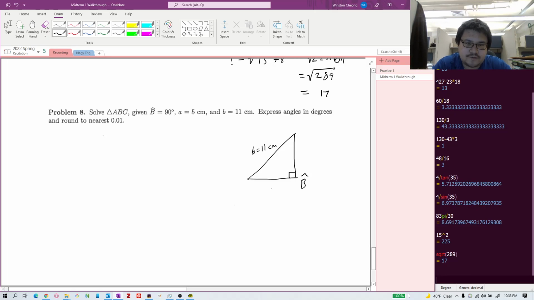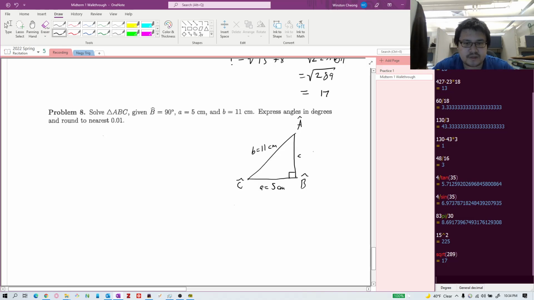I guess we can put A, let me try to make it match my solution so I don't have to think as much. So, okay, I'm going to put A on this side. You could put it on the other side. It's okay either way. So then this is the angle A, this is the angle C, this is the side C. Express angle in degrees, round to the nearest 0.01, solve.